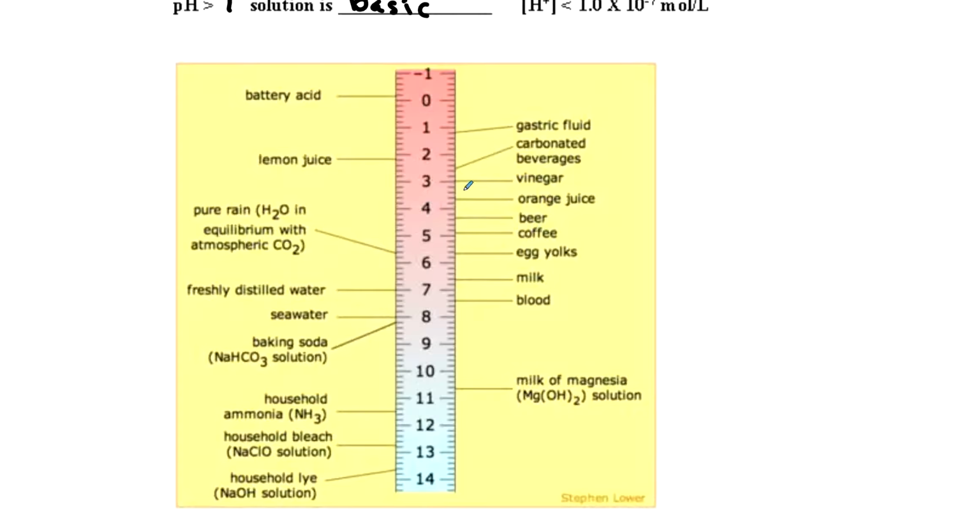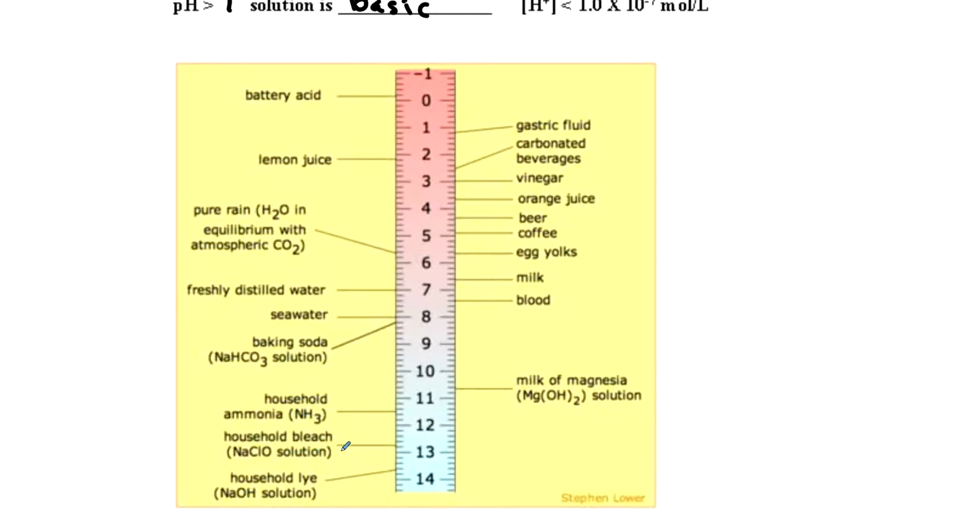And then if you go on this side, the basic side, some things you'll be familiar with. You can see seawater. So distilled water is right at 7. Rainwater is acidic. Seawater is slightly basic. Baking soda is a common household base. So it's got a pH above 7.